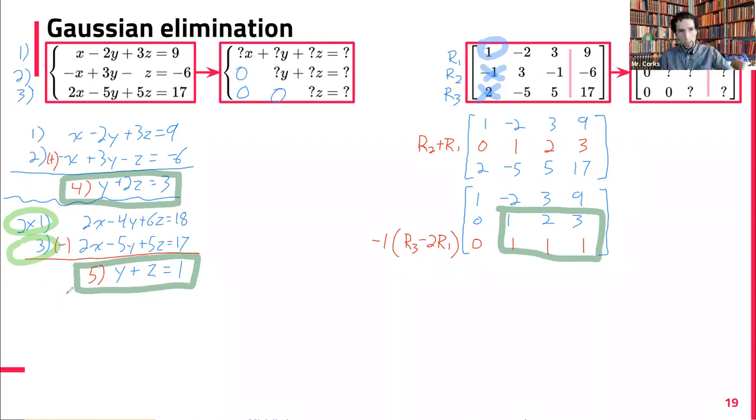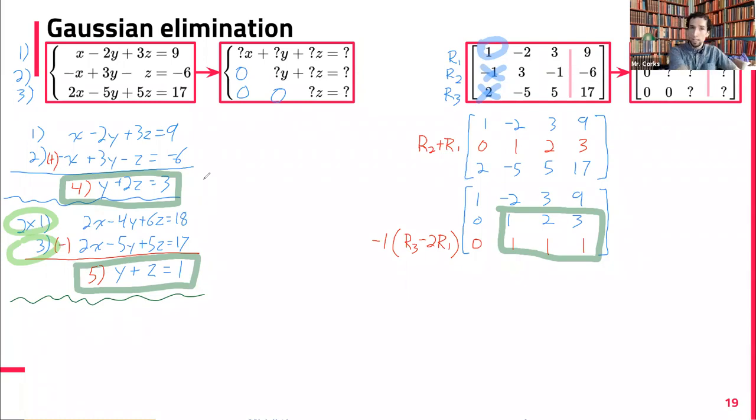With the system of equations on the left, what would our next operation be? We would substitute, right? We're not. Let's keep with elimination. So equation 4, equation 5. What elimination would we want to do? Subtract minus row 2 from row 3.